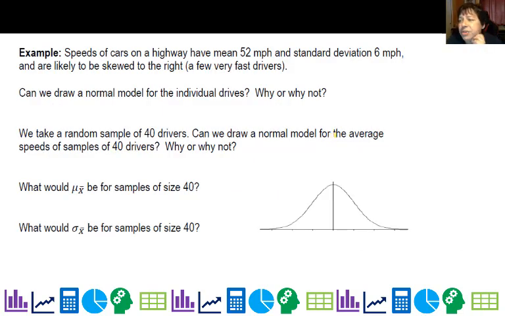Okay, speeds of cars on a highway have a mean of 52, all right, and a standard deviation of 6. So can we draw, oh, and they're very likely to be skewed to the right, a few very fast drivers.